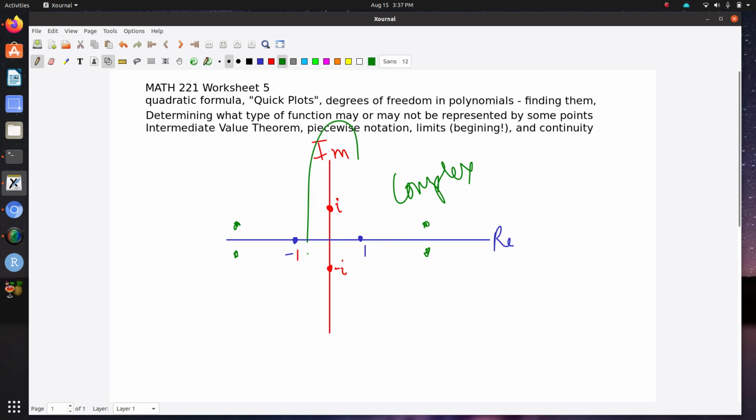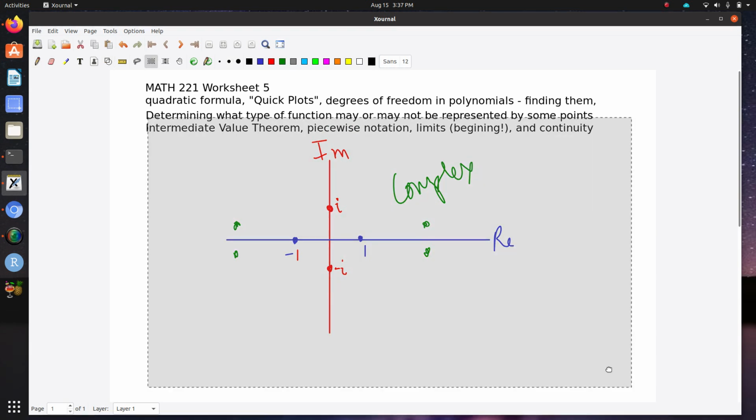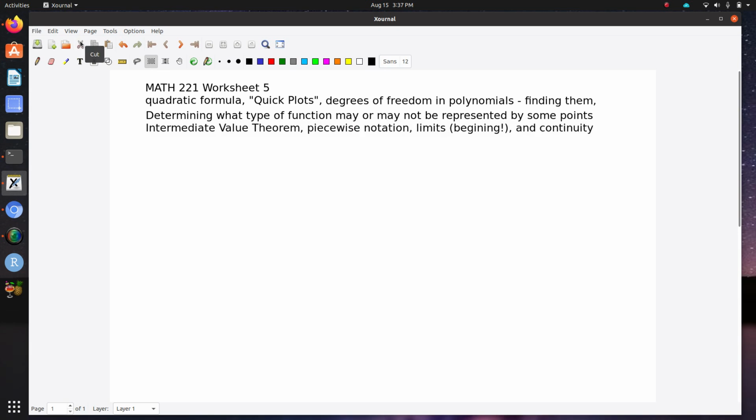If it's pure imaginary, it's going to be on that red axis, and if it's pure real, it's on the blue axis. Everything else is just complex. The imaginary and the real axes are complex too, but I just wanted you to know that terminology because you sometimes want to specify if something's purely imaginary or not.